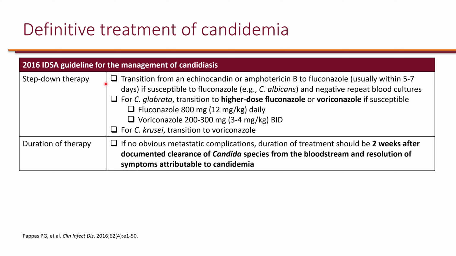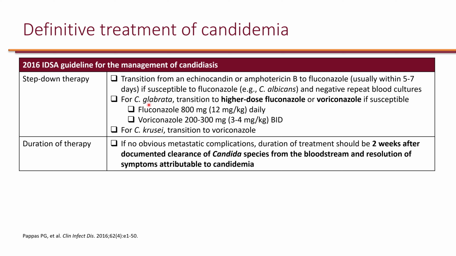Now, the step-down therapy. Hopefully this typically happens within 5 to 7 days of empiric therapy. It depends on what was used empirically. Most patients will be on an echinocandin, or if they were on amphotericin B, you want to transition to fluconazole in order to have an oral agent.